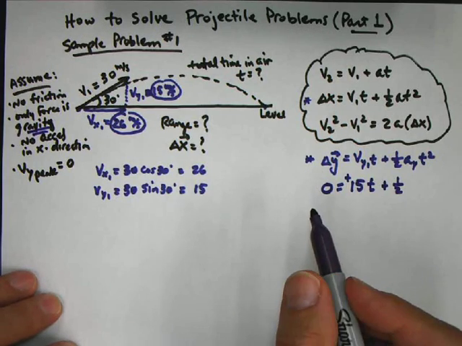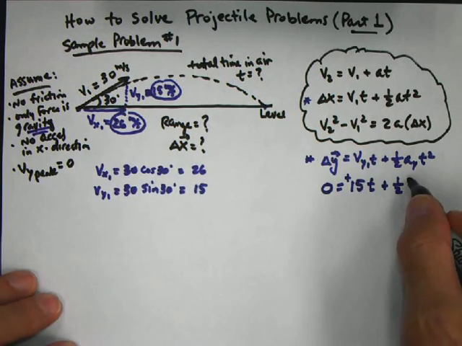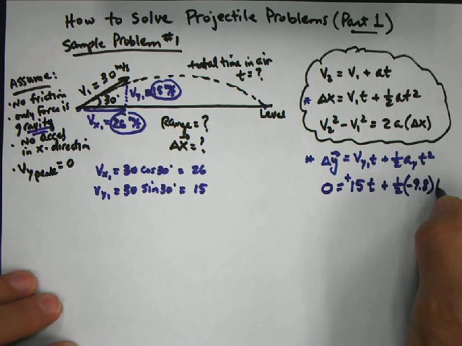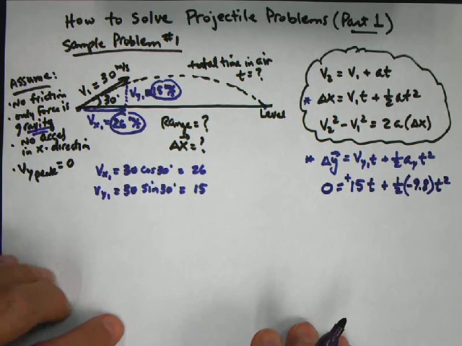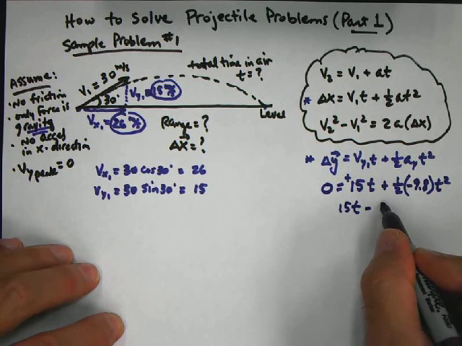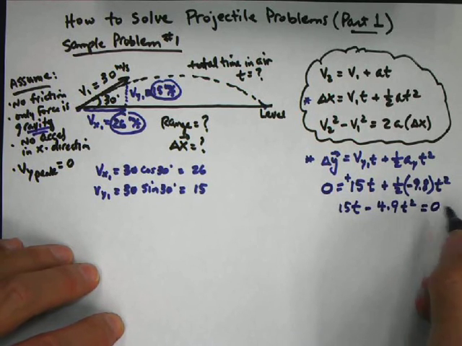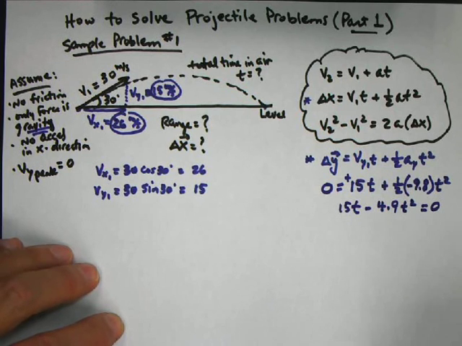The acceleration is gravity, right? In the y direction. And since we're defining up as positive, that means that this gravity is pointing down. That would be a negative 9.8 there times t squared. Okay, so simplifying this, we get 15t minus 4.9t squared equals 0.